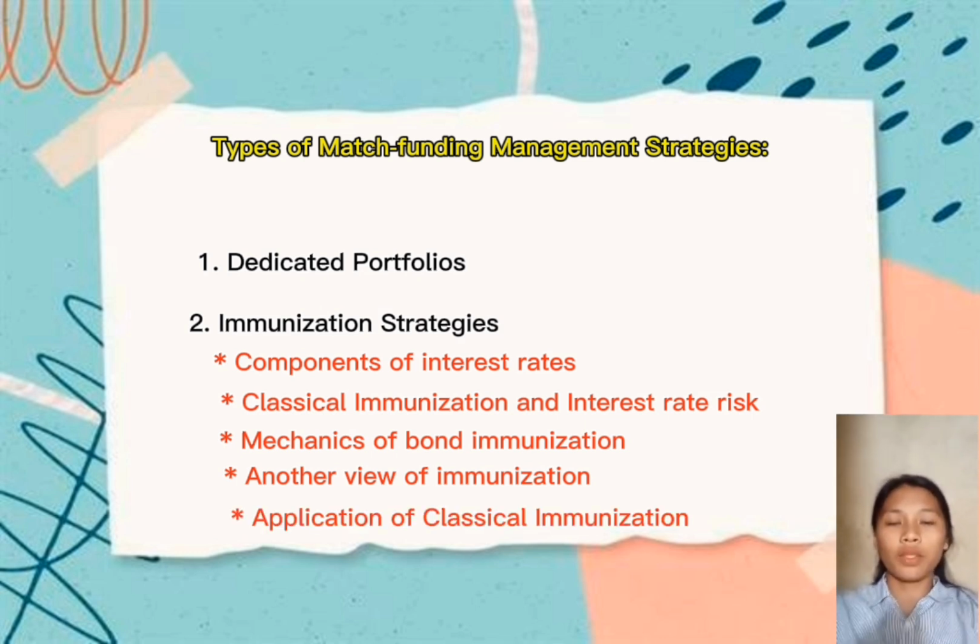So classical immunization. Excuse me. This traditional approach involves matching the duration of assets with the duration of liabilities. It assumes a parallel shift in the yield curve, meaning that all interest rates move in the same direction by the same amount. Next is contingent immunization. This strategy combines active bond management with immunization techniques. It allows for some flexibility in portfolio management while still providing a floor on returns.